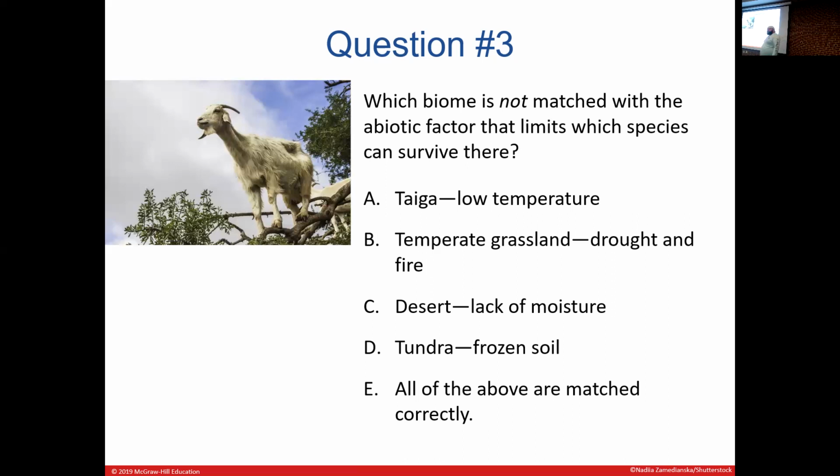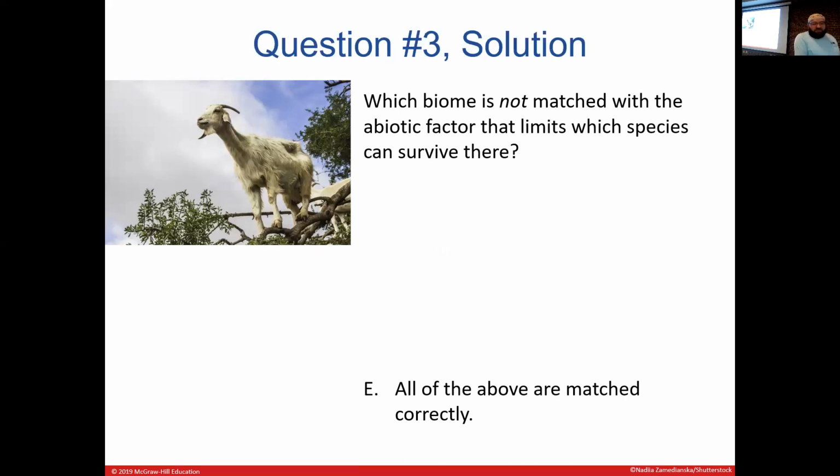Desert and lack of moisture, that one should be pretty straightforward. Tundra and frozen soil, that's what actually classifies it separately from the taiga, as you have that permafrost that exists to some level. And finally, all the above are matched correctly. So in this case, yes, all of them have been matched correctly.